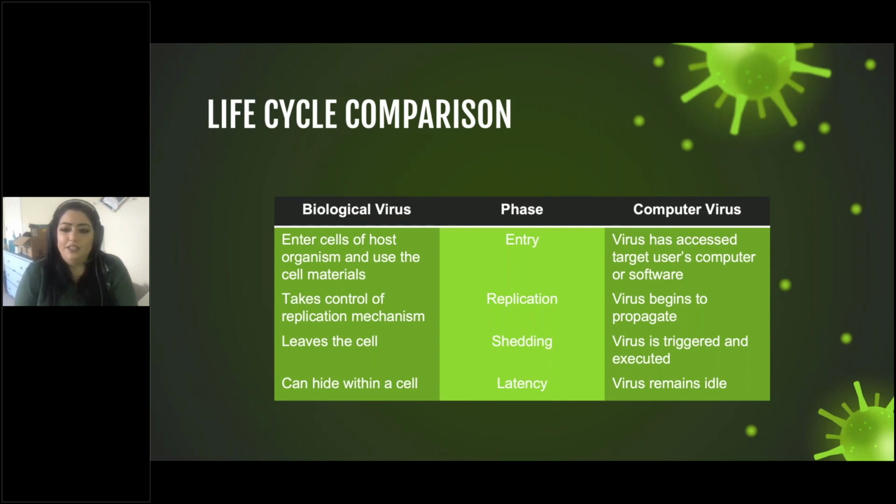Now that we've covered that, we can look at similarities. During the entry phase for the biological virus, the virus enters cells of the host organism and uses the cell material. Similarly, with the computer virus, it has accessed target user's computer or software. During replication, they both take control of the replication mechanism and begin to propagate. During the shedding phase, the biological virus leaves the cell or host, while the computer virus is triggered and executed, potentially spreading. Finally, they both have latency periods where the virus can remain idle or hide.